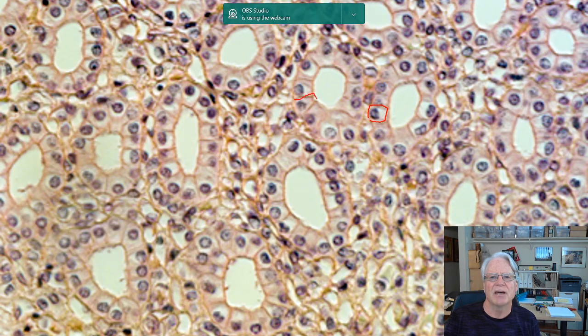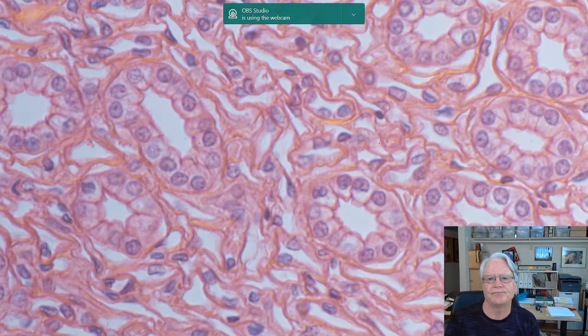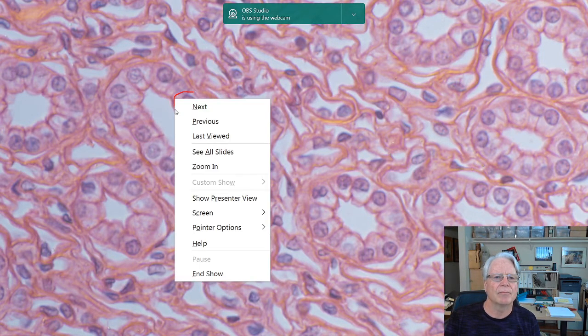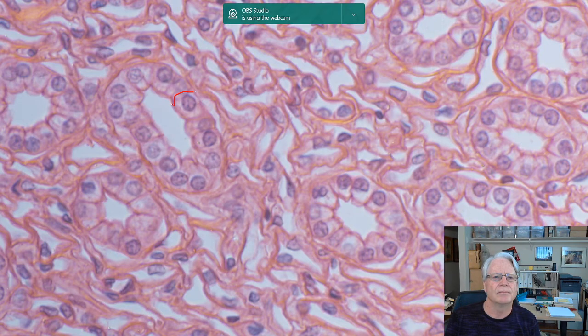Again, not exactly square, but close enough. Certainly not flat, and certainly not column-like. Again, we get that big, round, oval nuclei in the middle of the cell there. Over here. Okay. Same thing. There it is.